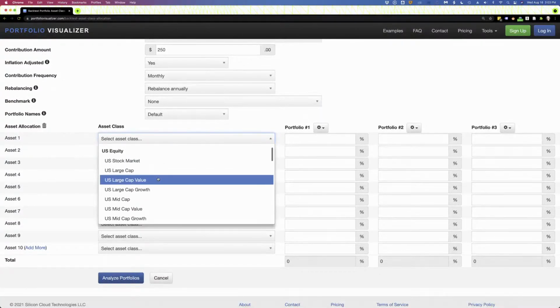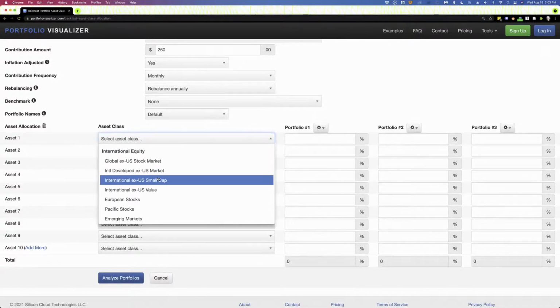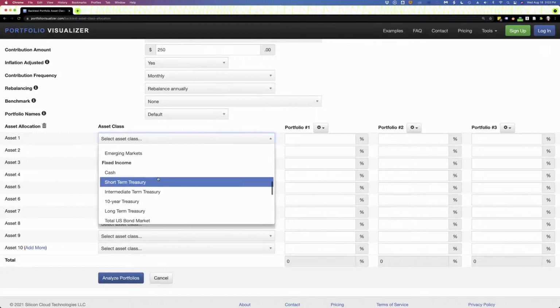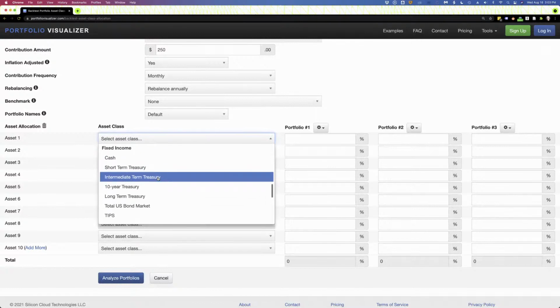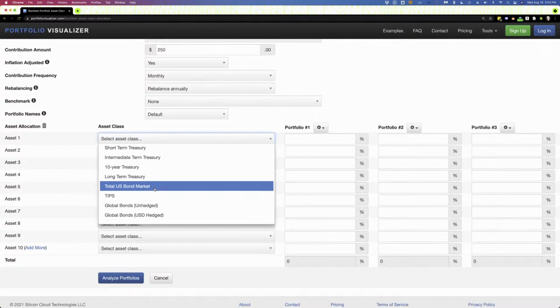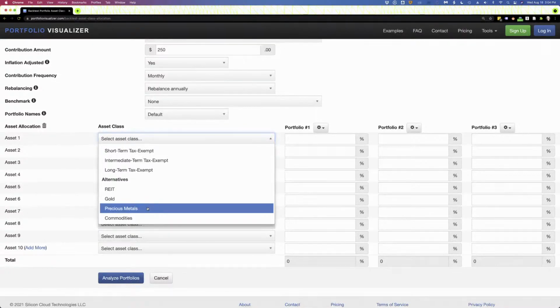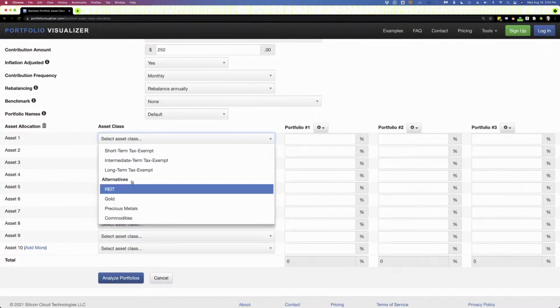You've got various US equity classes, including large cap, small cap, and mid cap, growth and value. And then you've got international equities. Then you've got fixed income, and pretty much about everything you'd want, I think, for the most part. And then you've got alternatives, REITs, gold, precious metals, which would be more of a basket of metals as opposed to just gold, and then commodities.